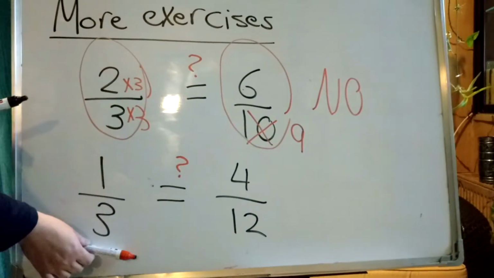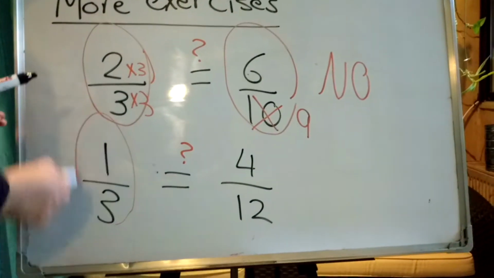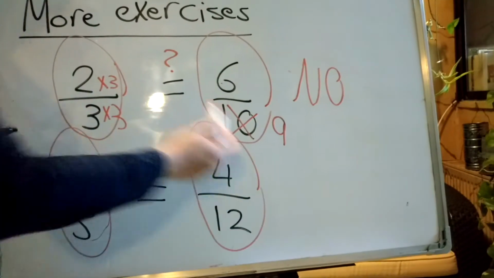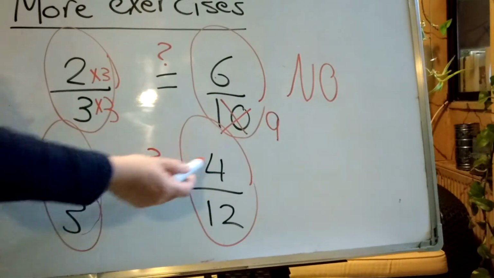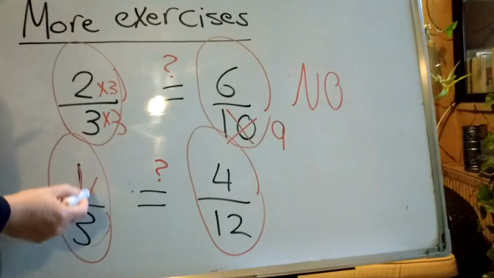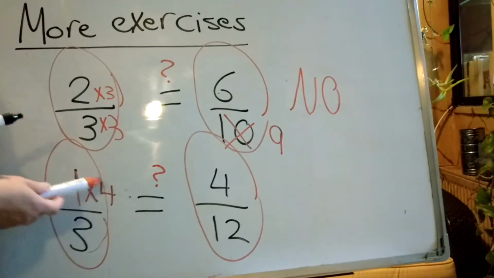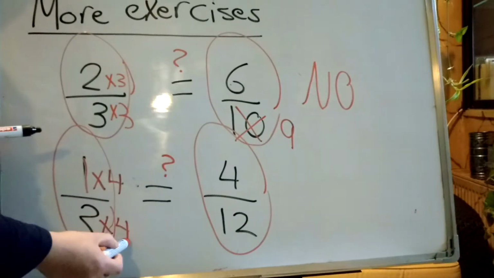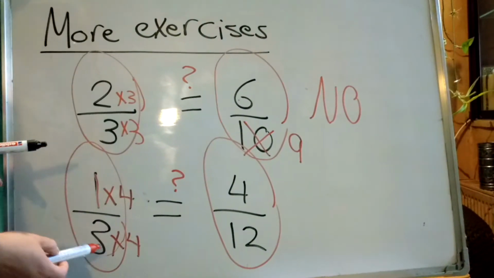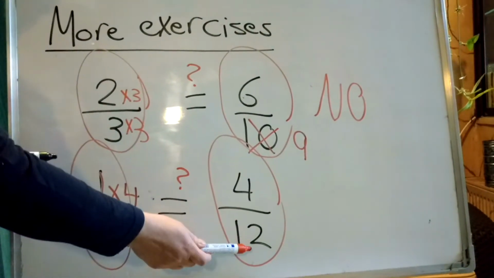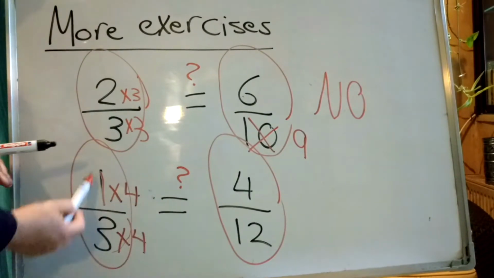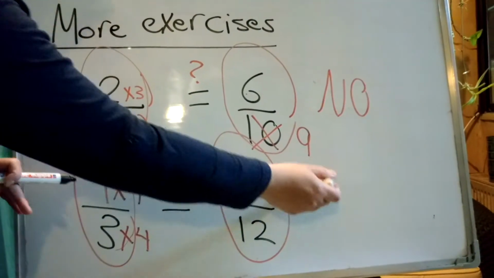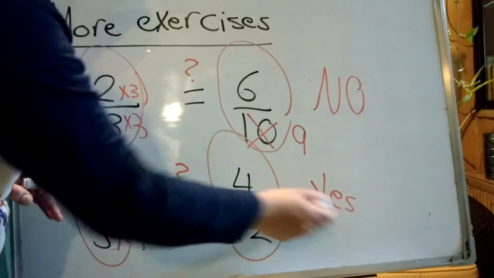Now let's go to this one. 1/3 and 4/12. How can you make the 1 equal to 4? You multiply by 4. And because you multiply the numerator by 4, you also have to multiply the denominator by 4. And when you multiply the denominator by 4, you will get 12. So 1/3 and 4/12 are, yes, equivalent fractions.